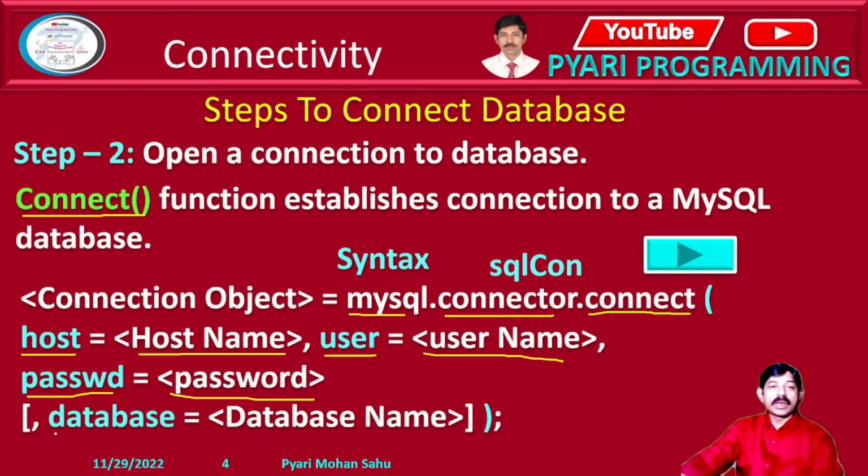Now the last one is your database, which is optional, equal to database name. That means I want to work on a particular database. That database name I have to use over here, provided that the database must exist. Then only it can generate a connection. Now after making a connection, it will return the object where I will store this object. That is called your connection object.